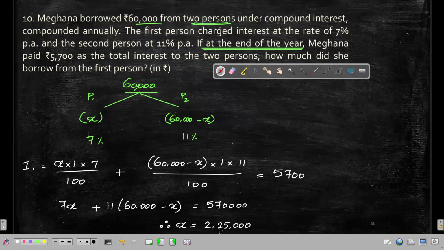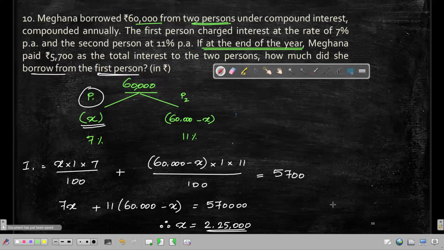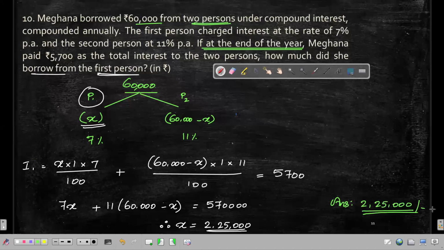2,25,000. As far as this question is concerned, it is asked how much did she borrow from the first person. From the first person, she has borrowed some X rupees, and I have identified that X comes as 2,25,000. So for this question, 2,25,000 is going to be my final answer. All right.